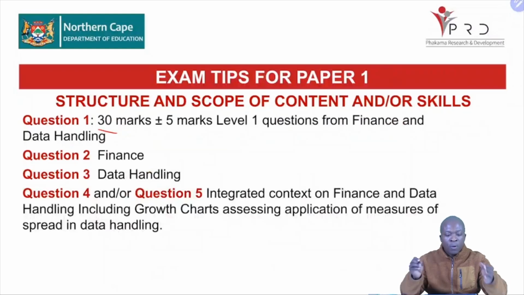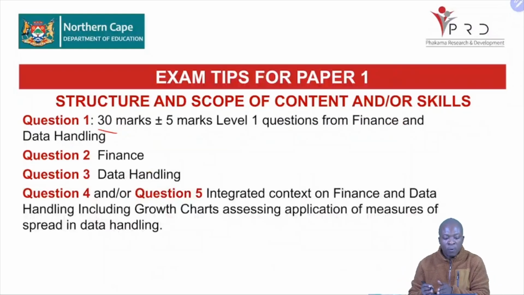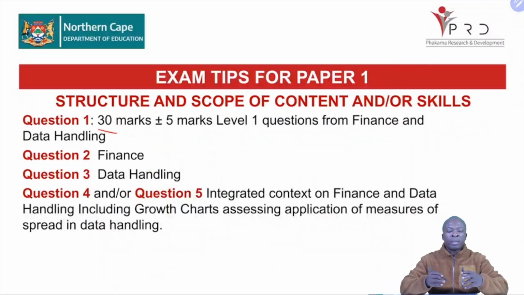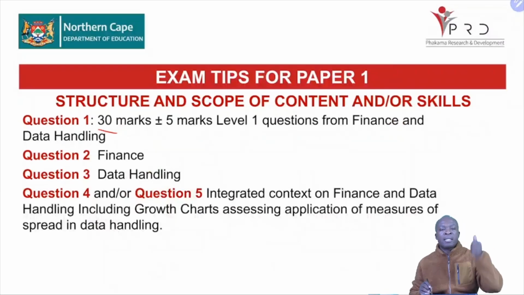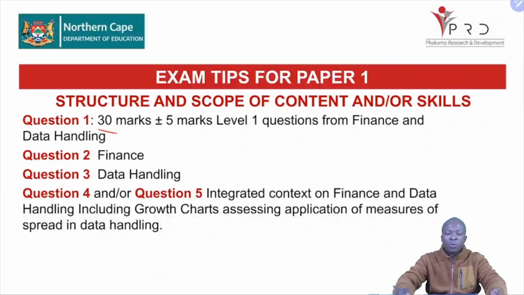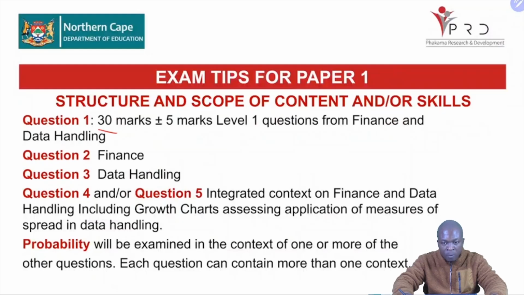Question 2 will focus only on finance. Question 3 will focus on data handling. Then questions 4 and 5 will be an integration, meaning all the topics of finance, data, and probability will be used to set questions 4 and 5. Meaning we can include probability across everywhere, not as a question on its own.